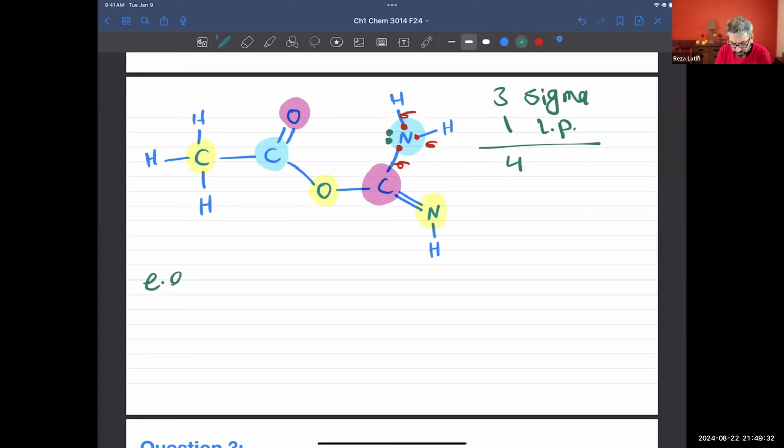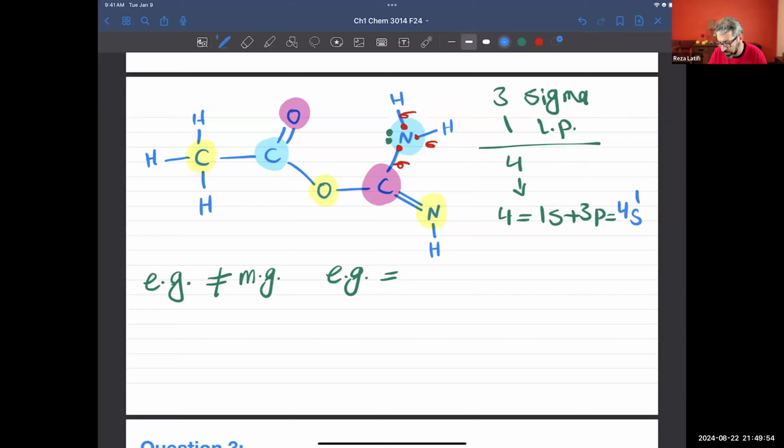So the electron geometry, because we do have a lone pair, is not going to be equal to the molecular geometry. Electron geometry, because we got 4 pairs, will be tetrahedral. Why? Because the hybridization will be 1s plus 3p, it will be sp3. And if the hybridization is sp3, it will always give you an electron geometry equal to tetrahedral.